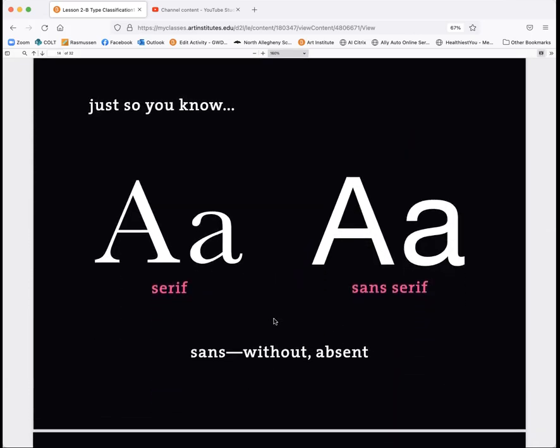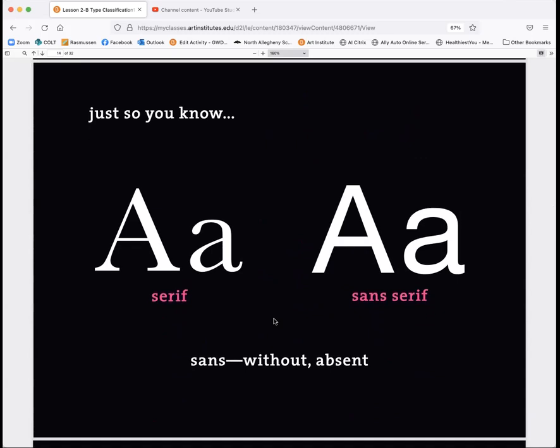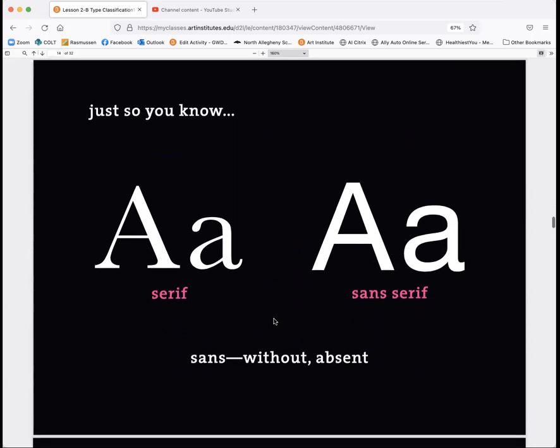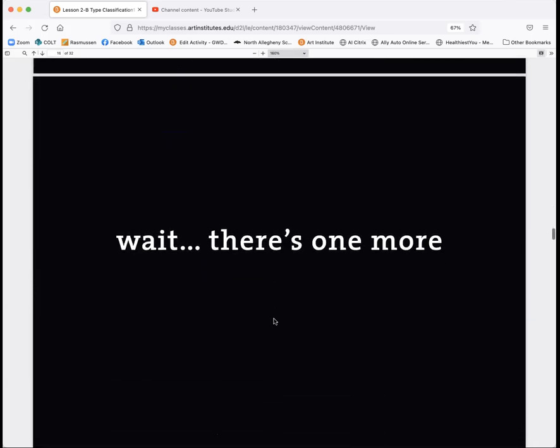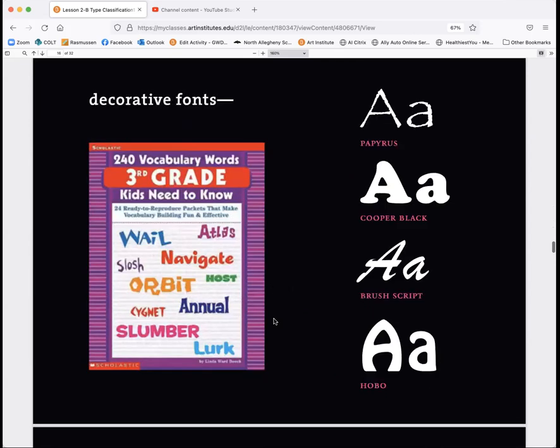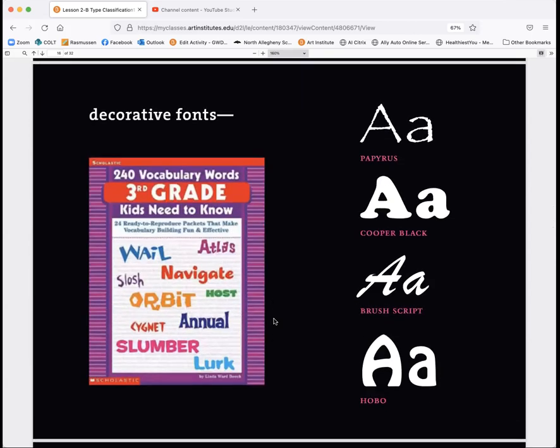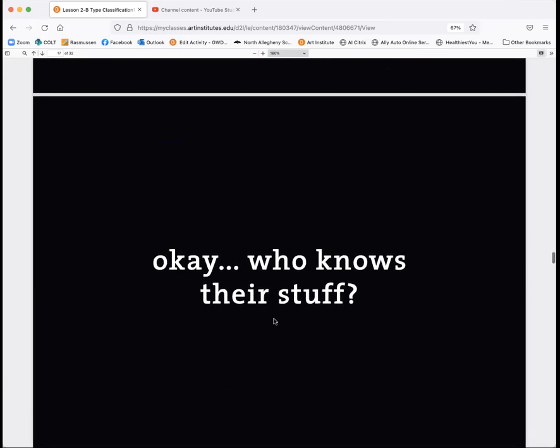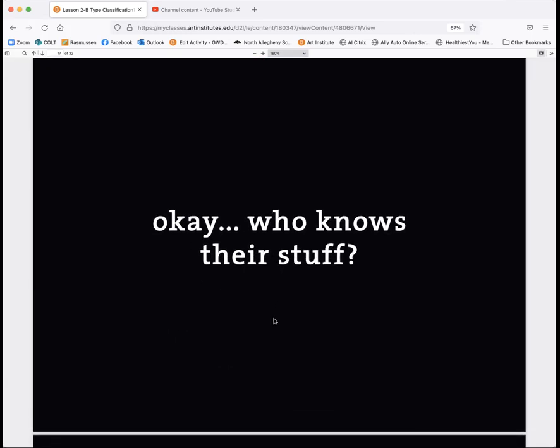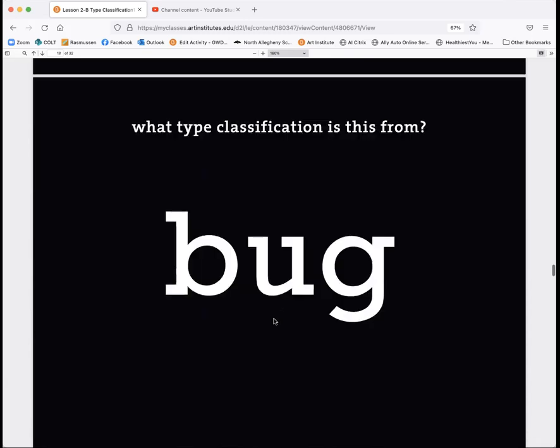Just so you know, we talked about serif and sans serif. I posted in announcements this little infographic as well. A serif has little feet, I call it, and sans serif means without, absent. Wait, there's actually one more. You have decorative fonts too. You have these widely talked about decorative fonts: Papyrus, Cooper Black, Brush Script, Hobo. I'm sure you've all maybe played around with those. So let's go ahead and see if you know your stuff.